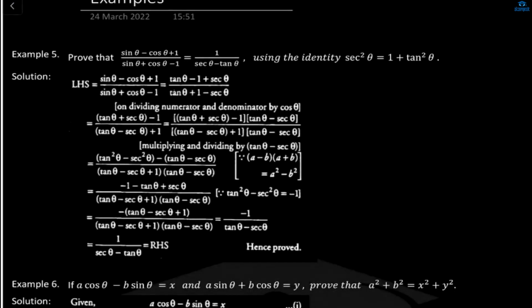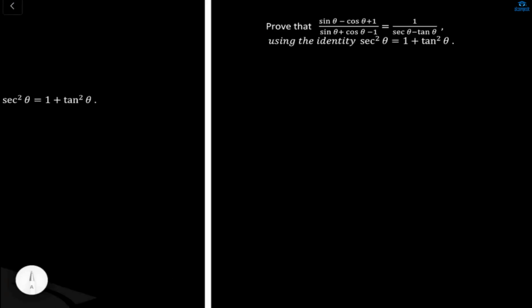Okay, so here let me copy the question first. You see here, prove that sine theta minus cos theta plus 1 upon sine theta plus cos theta minus 1 is equal to 1 upon sec theta minus tan theta using the identity. It's already mentioned which identity you are going to use to solve this problem. So let's check the question and just try to do it.